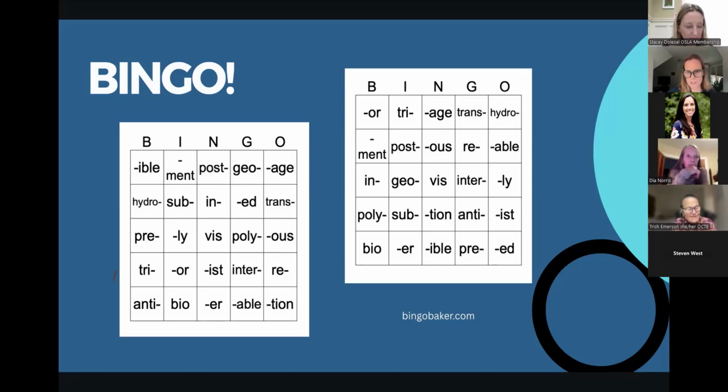So if you look on the bingo card on the right side, underneath of the N, if I got NAGE, NOUS, NVIS, I could say, okay, I can make the word visible and I can make the word visage, right? Visage is a much less common word, but it is in fact a word, and that will help with vocabulary building.